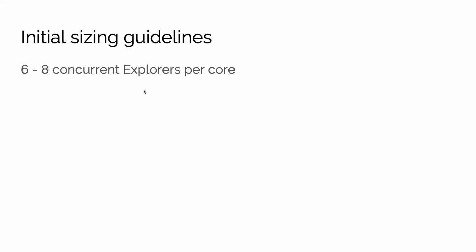Now, again, these sizing guidelines are actually featured quite heavily in the Tableau Blueprint methodology. So I recommend that you refer back to that at some point if you would like any more detail. So the first sizing guideline that they express is that you have 6 to 8 concurrent Explorers per core. So what does that mean?